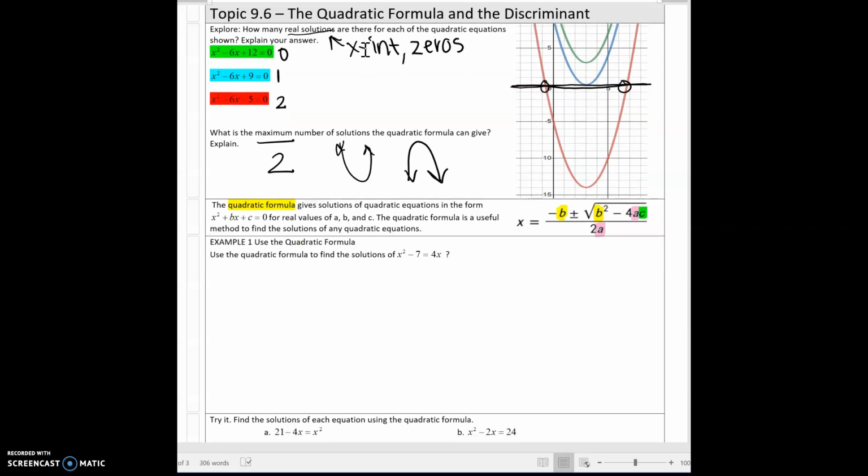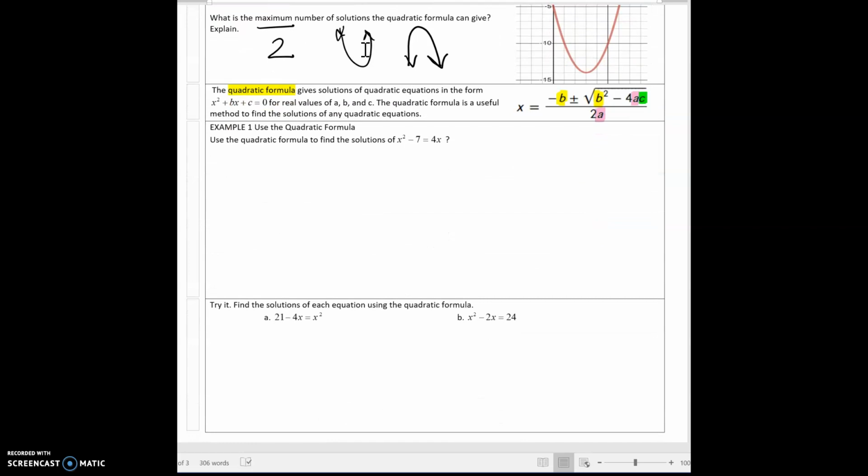So let's go ahead and do an example. Use the quadratic formula to find the solutions of x squared minus 7 equals 4x. So first step is we need to get it set to 0. So we have x squared minus, we're going to subtract 4x on both sides. So that would give us a minus 4x here, and then minus 7 still equals 0. And then the next step, we're going to identify a, b, and c.